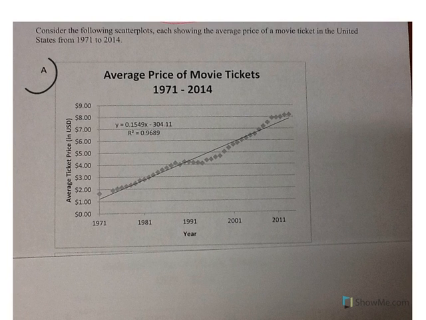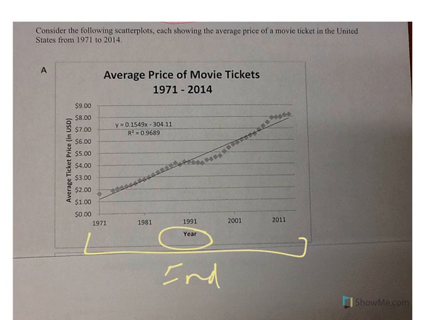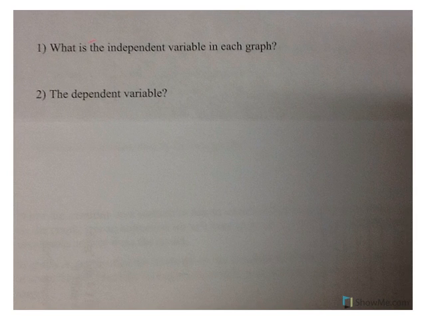So when we're looking at this, recall and just remember that independent is down here. So we see the independent will be the year, and make sure you put since 1971, right? That's independent. Dependent is here, average ticket price in US dollars. So independent variable, years since 1971. Dependent variable, money, average ticket prices.